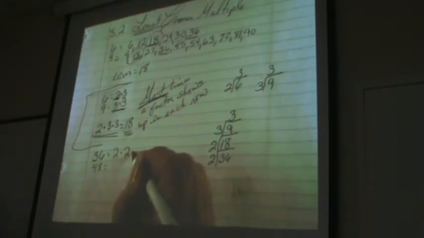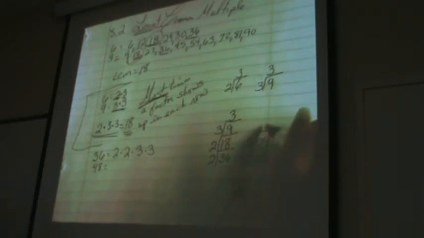36 divided by 2 is 18. 18 divided by 2 is 9. 9 divided by 3 is 3. We have a prime on top, so we're done. 2, 2, 3, 3. Putting them in order from small to large.